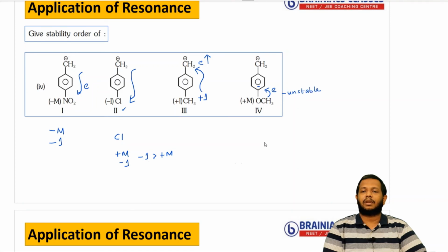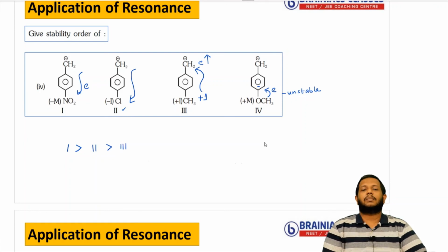Correct? So which one is more stable here? Now can you tell me? Since negative charge is coming and the minus M group is there, I can say one is the most stable one. Then 2 will come, the next stable one. Then can you tell which one is the next stable one? Surely the third one.